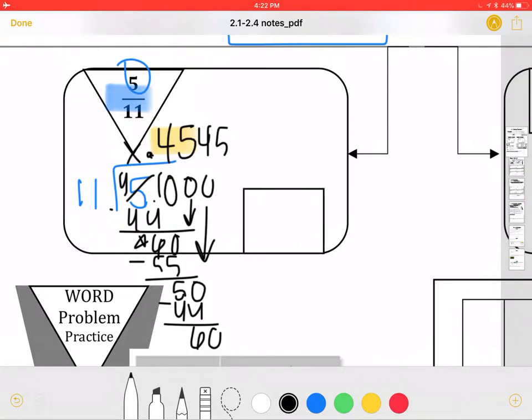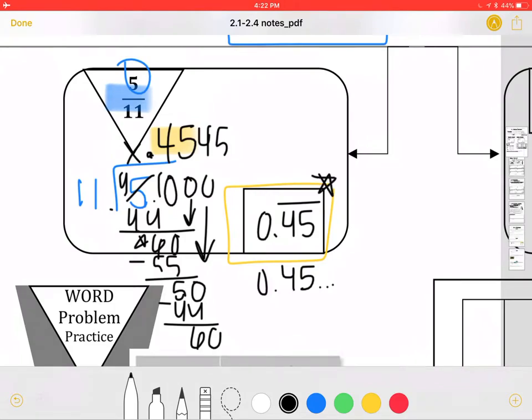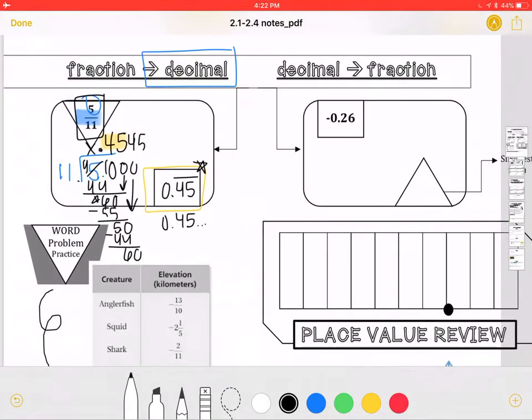So 5 over 11 as a decimal is 0.45 repeating. Remember, you put that repeating sign over the top of both numbers, or however many numbers are repeating, whatever pattern is going to continue on. Another way, like I mentioned earlier, you could write it with those 3 dots after it, showing that it continues on. But I'd say this is our most common way we'll be writing it, and you'll be seeing it. So when we're converting a fraction to a decimal, you want to do long division.